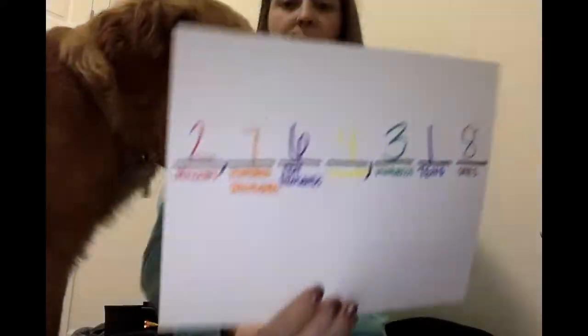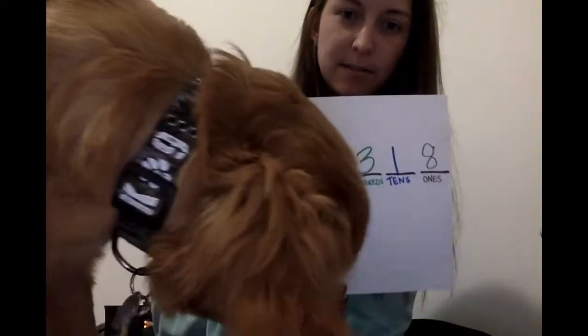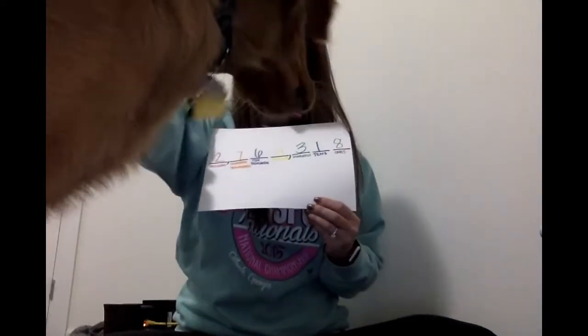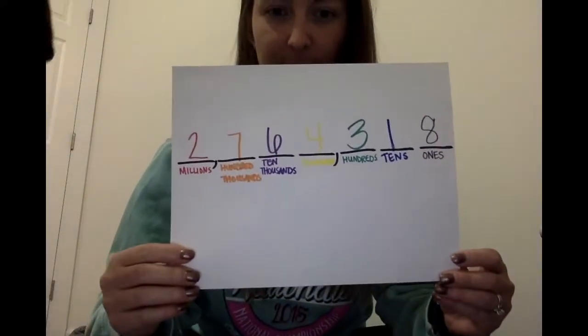There you go. All right, so here's my place value chart. Dirks wants to make sure that you guys see it. Can you back up? Can you back up? There you go. That's good. Sit right there.